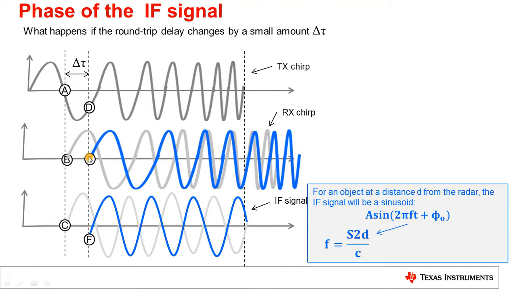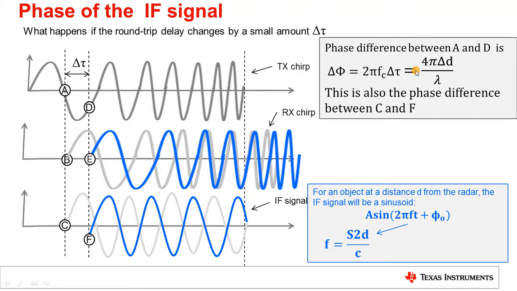Now the phase of the RX chirp at E is going to be the same as the phase of the earlier RX signal at B, but the phase of the TX chirp at D is going to be the earlier phase at A with an additional phase offset of 2 pi fc delta tau. And this is because the TX chirp would have traversed an additional phase of 2 pi fc delta tau during this period delta tau. And this additional phase, which is the phase difference between the point A and D, is going to get directly reflected in the phase of the IF signal, that is the phase at F.